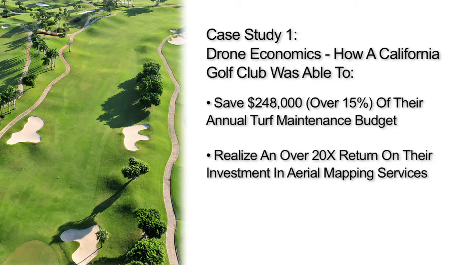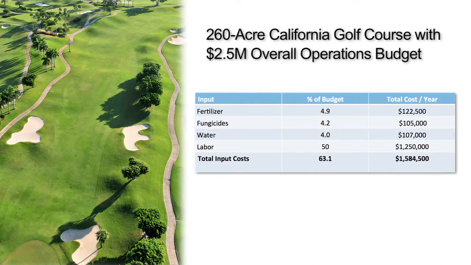One case study took place at a country club in California, where their annual turf management budget is over $1.5 million. Drones were sent out in early June to capture near-infrared and visible imagery and return troubling data.